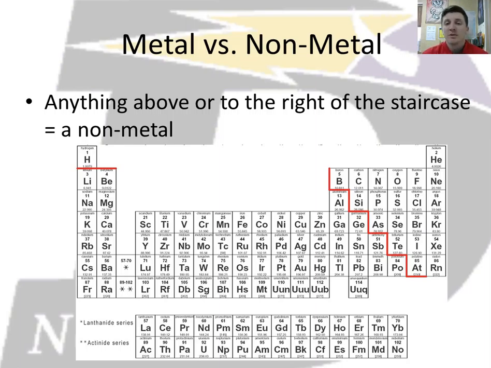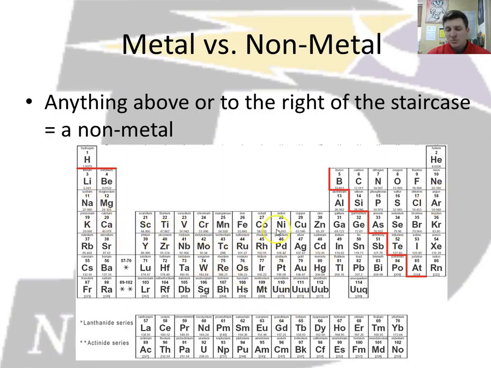So if we look at metals versus nonmetals, where can they be found on the periodic table? Well, anything above or to the right of the staircase is a nonmetal, and anything to the left is a metal. If we look here, the staircase also includes hydrogen. But the staircase starts on the left side of boron and zigzags all the way down to the bottom. Anything to the right of that is considered a nonmetal, and anything to the left is a metal.